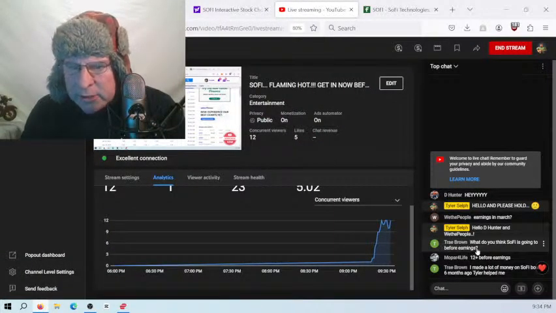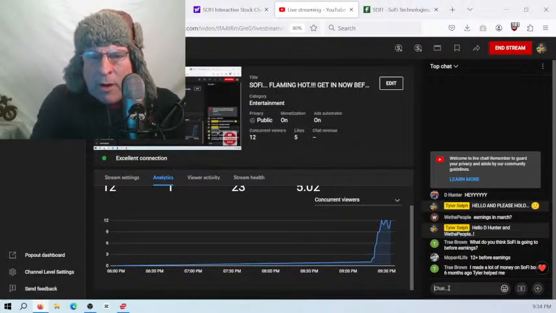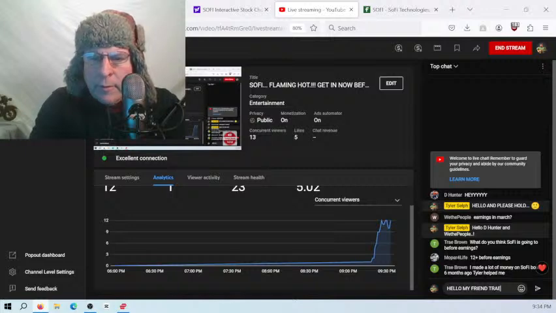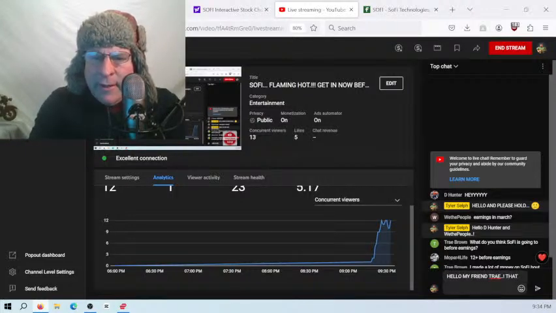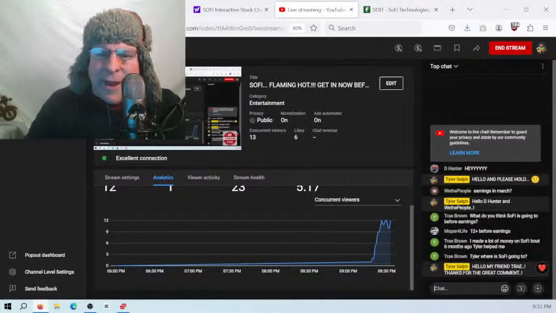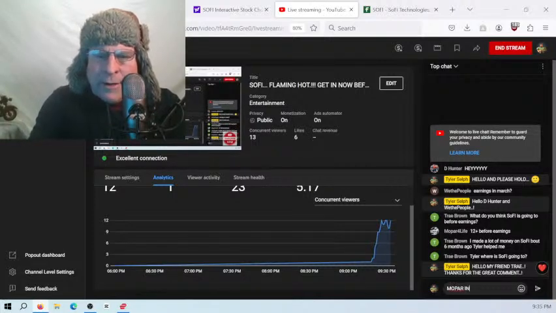Trey Brown, I made a lot of money on Sofi, brother, 6 months ago. Tyler helped me. All right. Trey Brown. That's right, Mopar. Hello. Hello, my friend Trey. Nice to see you. Thanks for the comment. All right, there you go. And Mopar. Hey, Mopar hanging with me. Mopar in the tank.